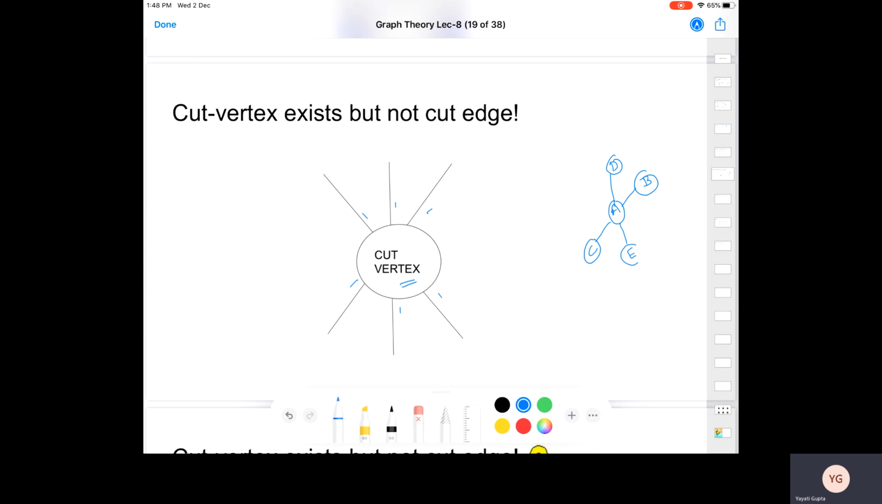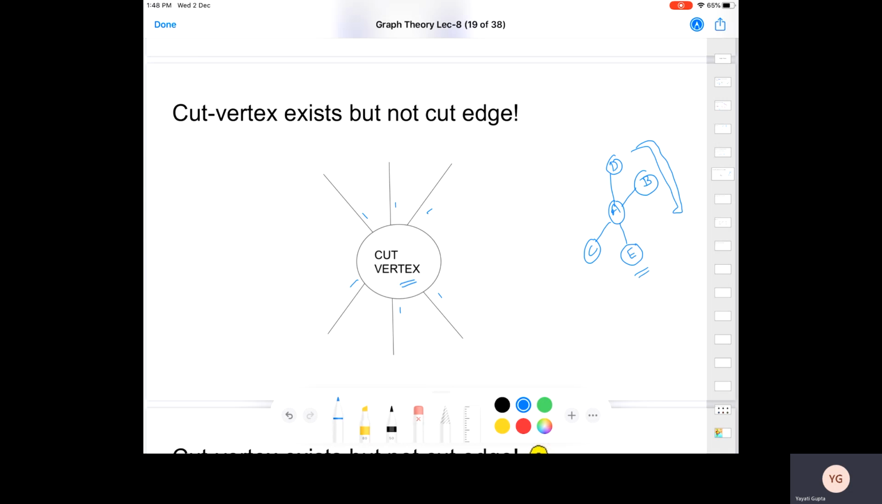So A is a cut vertex here. If I delete A, what will happen? I'll have 4 components and every component will consist of one node. Then I also know that AD is a cut edge here, because if I delete this edge AD, I'll have 2 components, D and the remaining graph. Similarly, AB is also a cut edge, AE, AC. So I actually have cut edges here. And all these edges which are incident on A, all of them are cut edges.